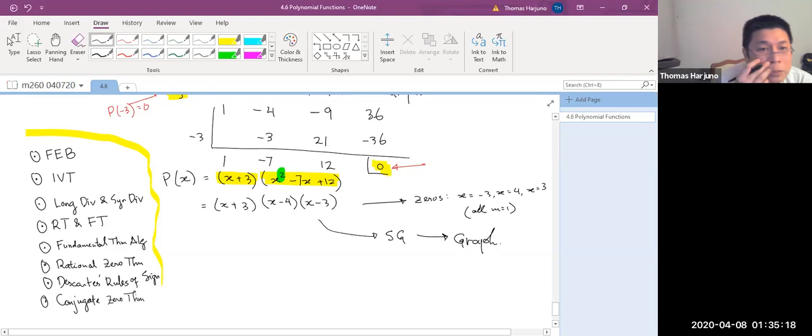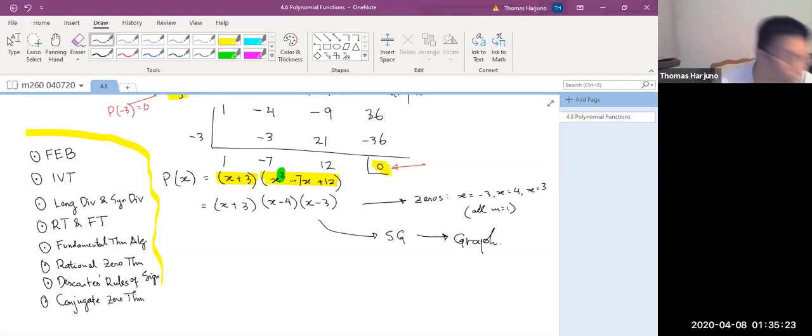Fundamental theorem of algebra is easy. Conjugate zero theorem is short. We still have one more theorem called the boundedness theorem, but I will not teach you that because it's not super important anyway. Eventually, you have a good feeling on that, and I can teach it along the way when we do problems.